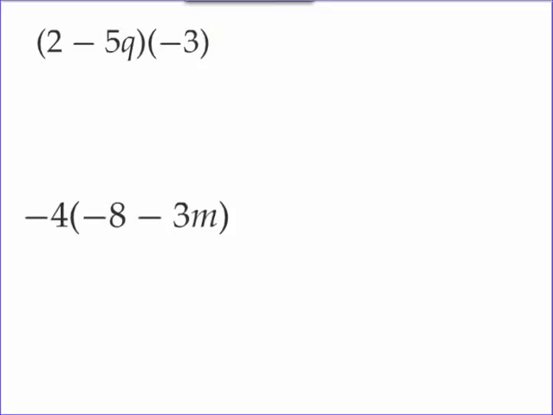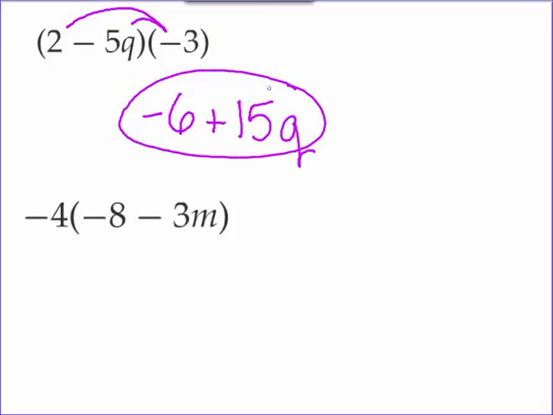Okay, so. All right, let's distribute our negative 3 here. If I distribute my negative 3, what do I get? Negative 6. Negative 3 times negative 5q. 15. Positive 15q. Very good. Nice job.